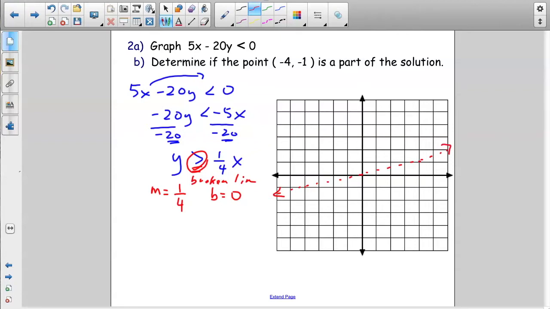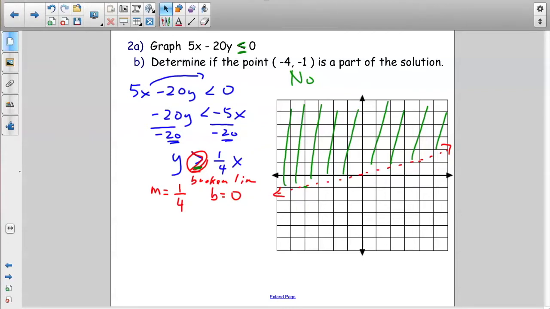Okay, shading is greater than, remember it switched. Greater means you're shading upwards. And negative 4, 1, 2, 3, 4, negative 1's right there. Okay, it happens to be on the line. It's not equal to, so it's no. If I had the little equal, if it's that sign with the equals, it would be yes. It's not, because it's allowed to equal the line.